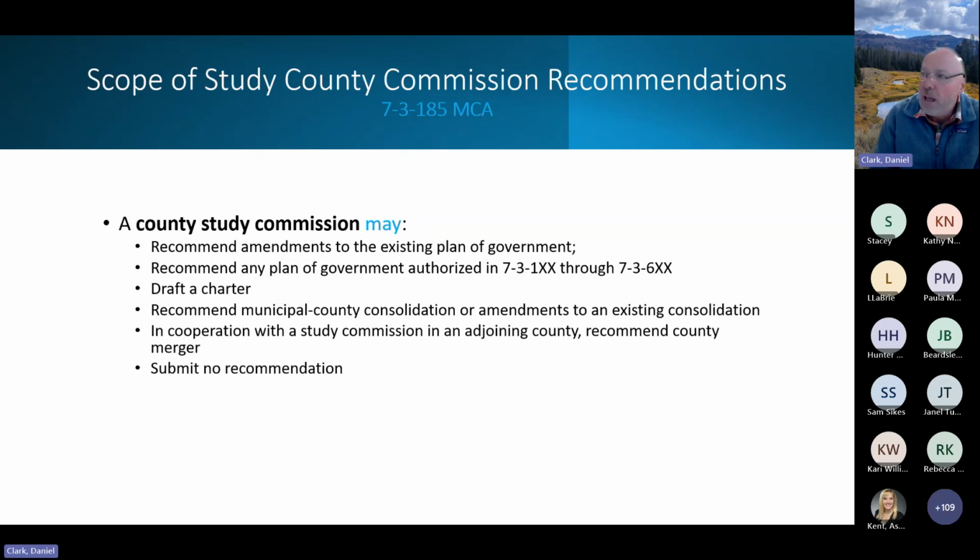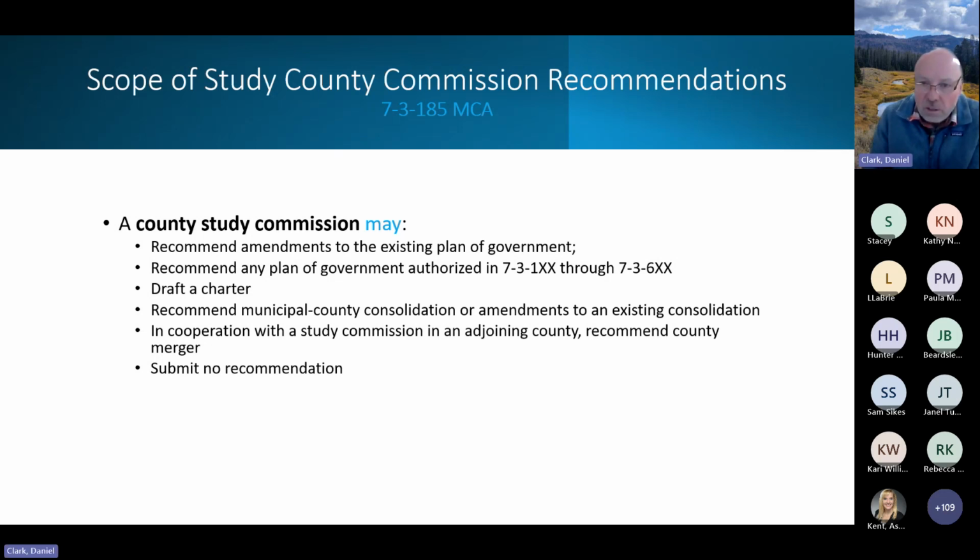You can recommend a plan of government authorized from 731 whatever to 736 whatever. So that's what we're going to talk about in a minute. There are various plans of government that you can choose from. And within each of those plans, there's a variety of options that you can choose in your plan of government.